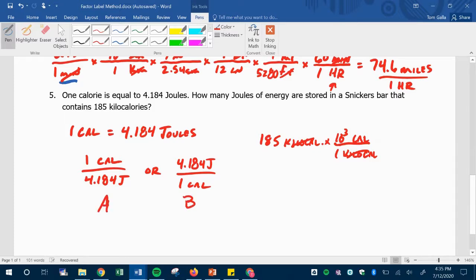Now, which one do you think we need to use? Hopefully, if you are trying to cancel out calories and get joules, you picked option B. And so if that's the case, then it would be 4.184 joules for every 1 calorie. And now that cancels out our calories. And so if we plug this in, we would have 185 times 10 to the third, and then times 4.184, which when we plug this in, this gives us 774,000 joules.